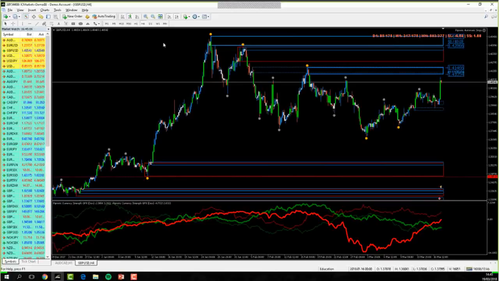Actually, the most important thing is liquidity distribution. And then you have price, which is built on top of that. Price is a reaction to how liquidity is distributed in the FX market or any market for that matter.